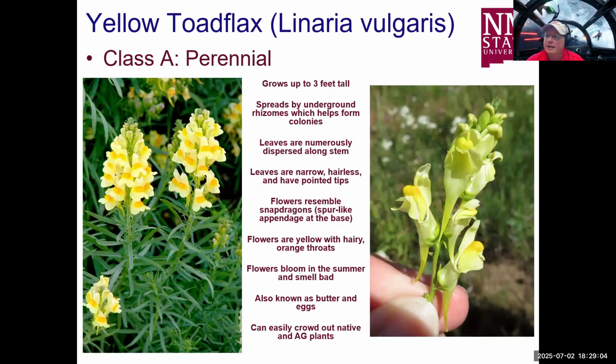Yellow toadflax, butter and eggs. This is the first example of a plant that is listed on the noxious weed list that probably has been planted on purpose. This is present in a lot of landscape situations because of the really beautiful snapdragon-like flowers. The only problem is that it has underground rhizome systems, so it spreads very easily.